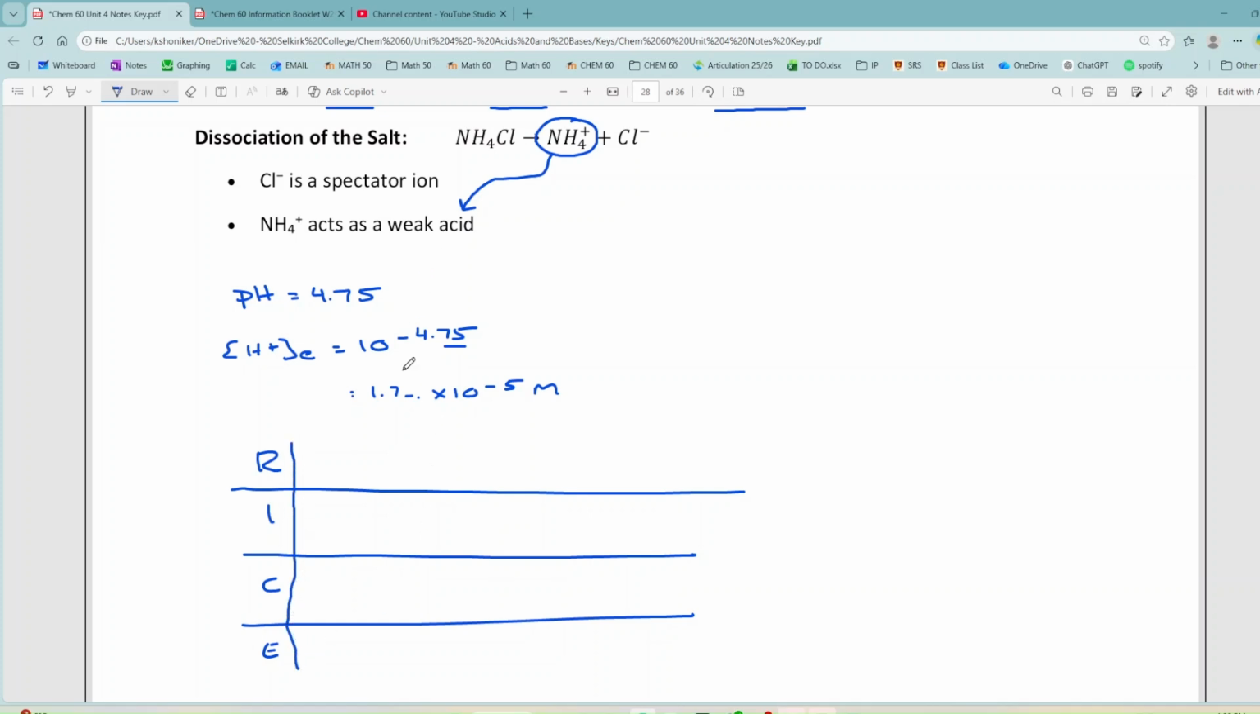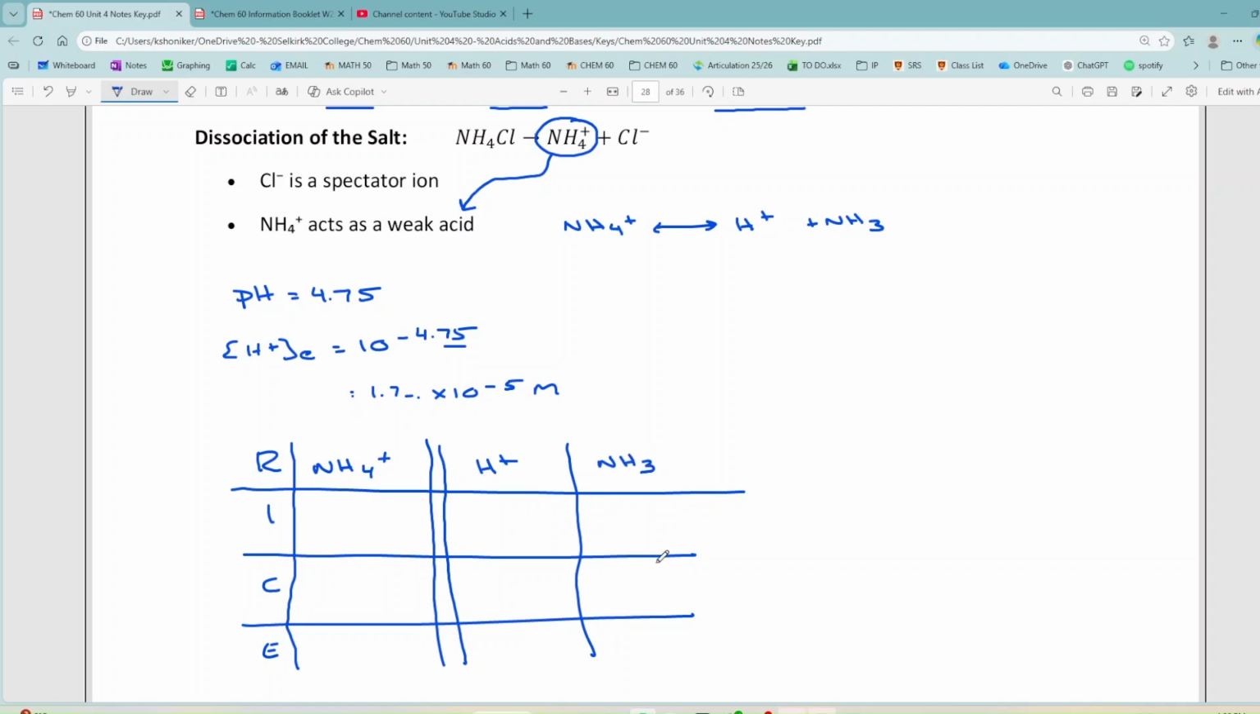There we go. Okay, so we have NH4 acting as our weak acid, and it's going to produce a hydrogen ion and a weak base, or a conjugate base. So maybe you could write yourself, if it helps, NH4 as a weak acid is in equilibrium with a hydrogen ion and ammonia. So ammonia would be your conjugate base. So hydrogen ion and ammonia.